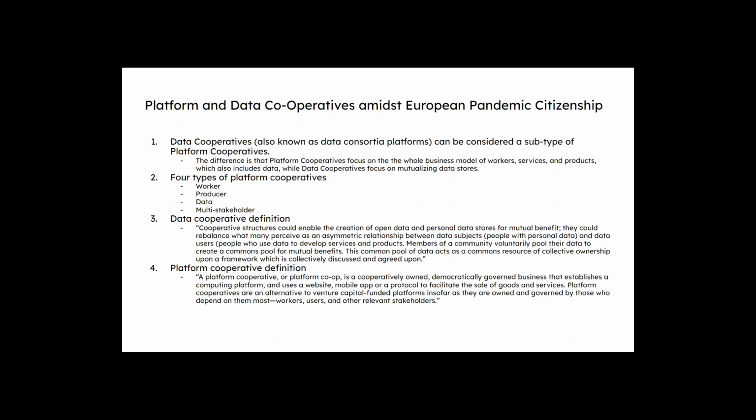Generally, you'll see this in the literature as well. Very interrelated terms. So you generally do see them. You don't see data cooperatives as a type of platform cooperatives.